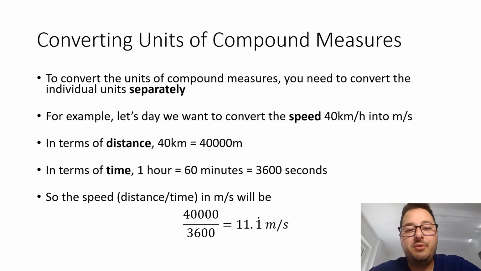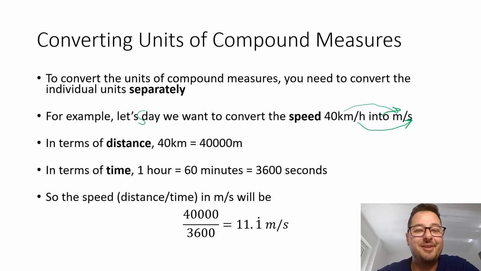Now, how do you convert units of compound measures? Well, to convert the units of compound measures, you just need to convert the individual units separately. So for example, let's say we want to convert the speed 40 kilometers an hour into meters per second. We're converting kilometers to meters and we're converting hours into seconds. Okay, that makes more sense.